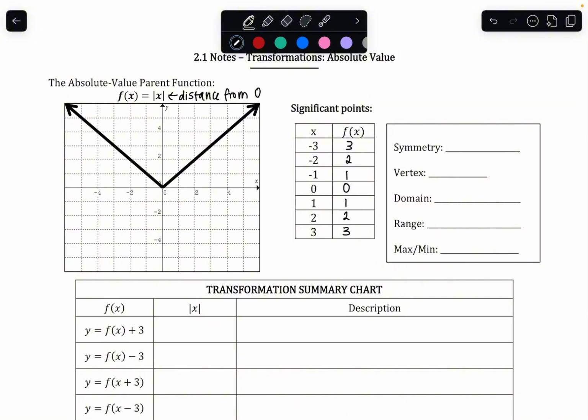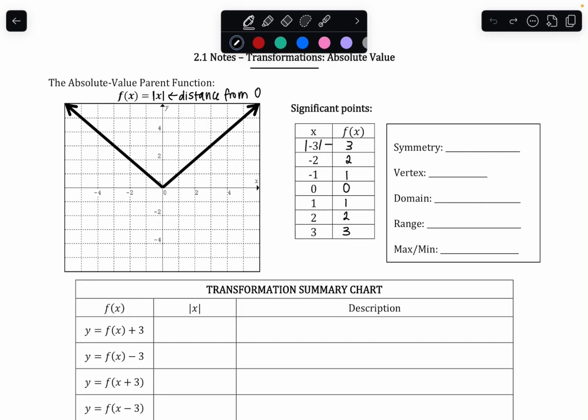And you can also view these bars as basically just taking the positive value of whatever is inside those bars. So you see the absolute value of -3 equals 3. The absolute value of -2 equals 2. And then also the absolute value of these positive numbers equal the same thing.